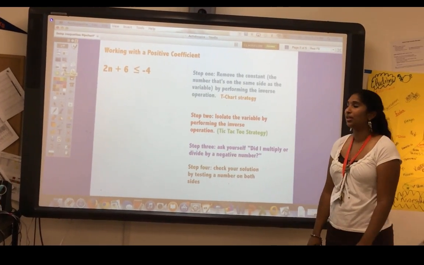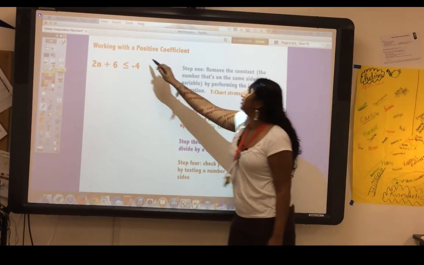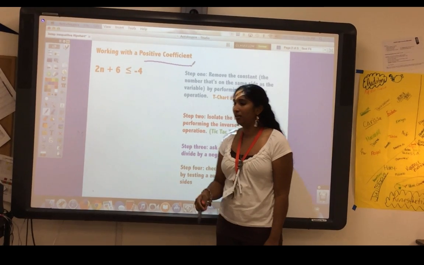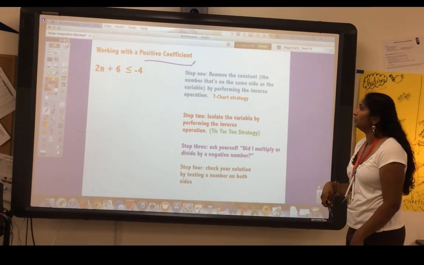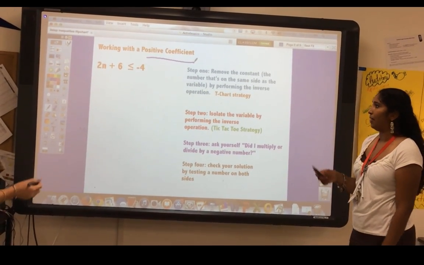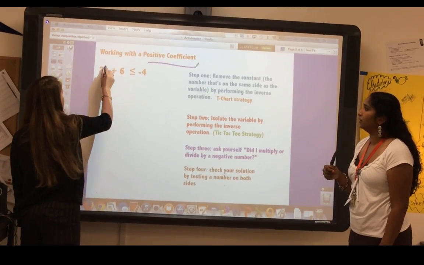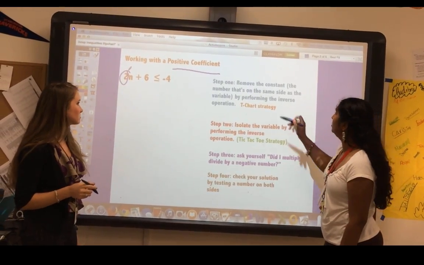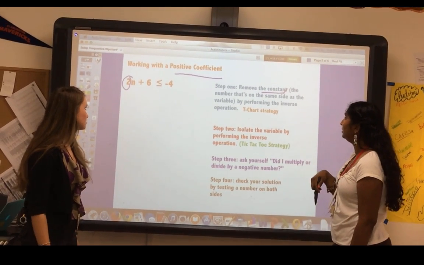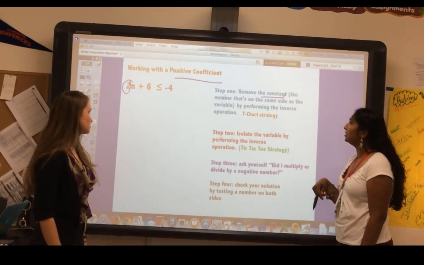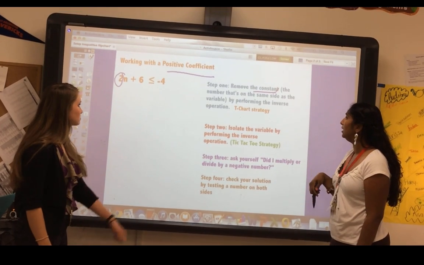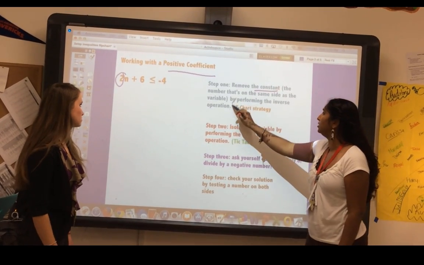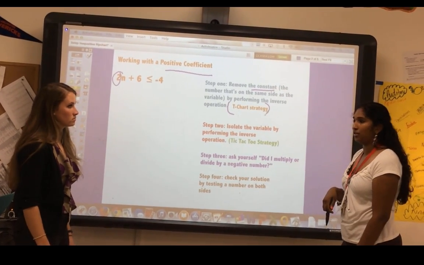We're going to take a look at something that has a positive coefficient. Miss Esther, can you come up here and circle the coefficient for us, please, so we know what we're talking about? Okay, so notice our 2 is positive. Step 1, the first thing we have to do is remove the constant. That's the number that's on the same side as the variable, by performing the inverse operation. And don't forget to use your T-chart strategy, okay?